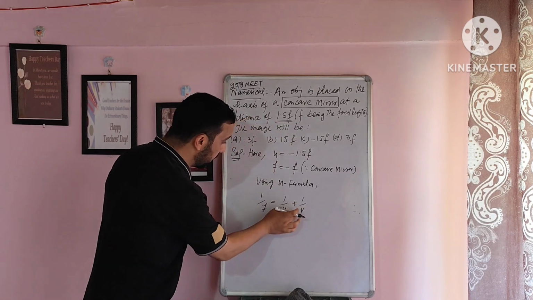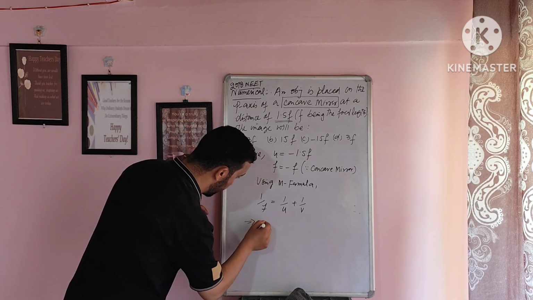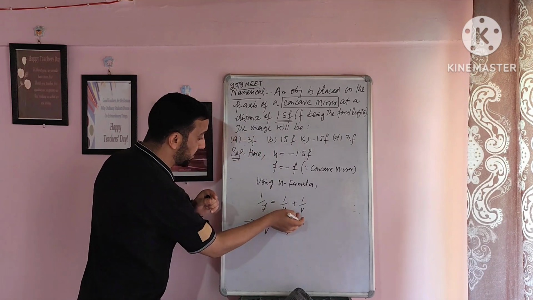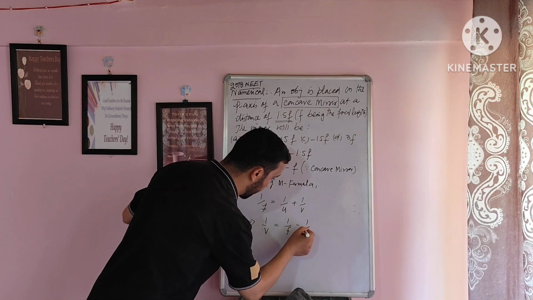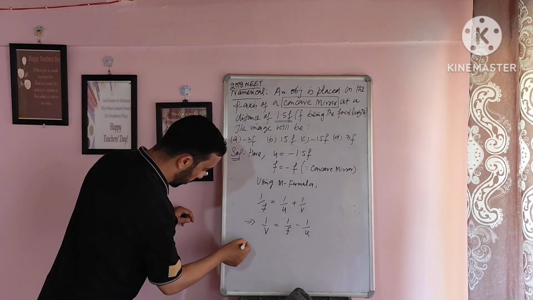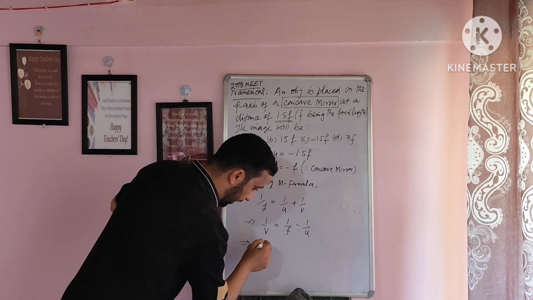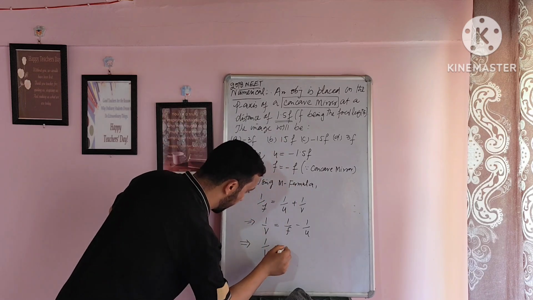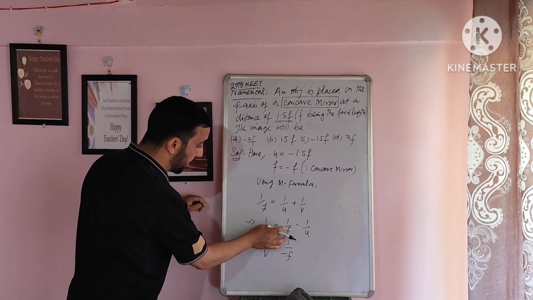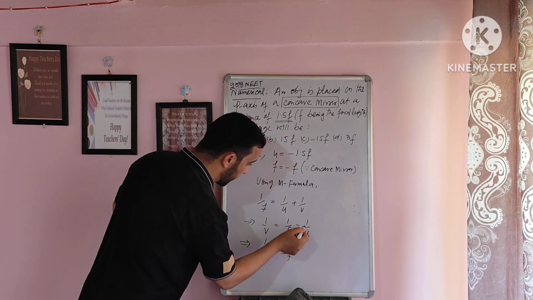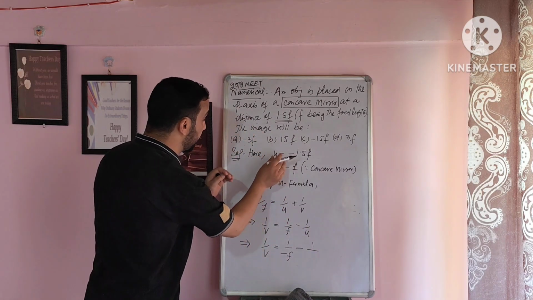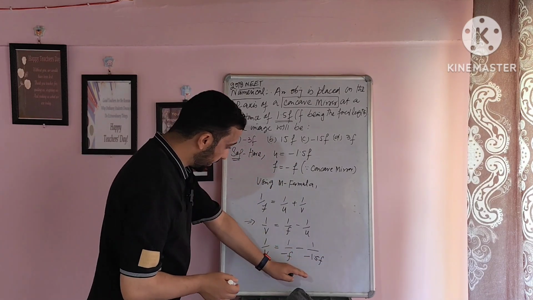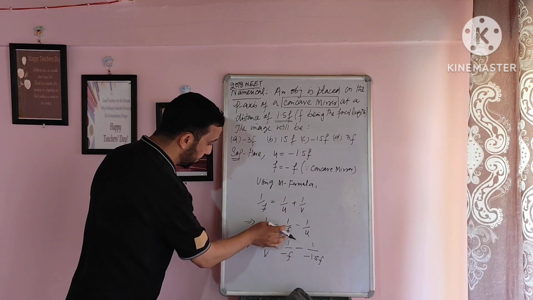Now you have to calculate the value of v. So we will place 1 upon v equals 1 upon f, and this 1 upon u gets transposed and becomes negative 1 upon u. So 1 upon v equals, what is the focal length here? Negative f. In place of f we will put minus f, and there is minus 1 upon u. What is the value of u? Minus 1.5 f. Okay, so these are the values that I have put in the mirror formula.